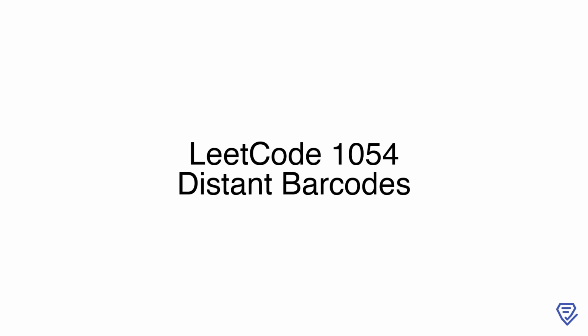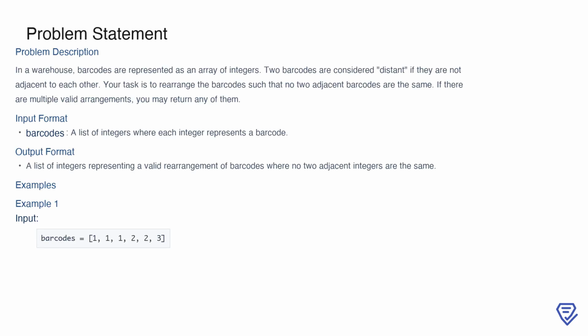Let's get started. This problem involves rearranging barcodes in a way that no two adjacent barcodes are the same. The barcodes are represented as integers in an array, and our goal is to produce a valid arrangement that satisfies this condition. If there are multiple valid solutions, any one of them is acceptable.